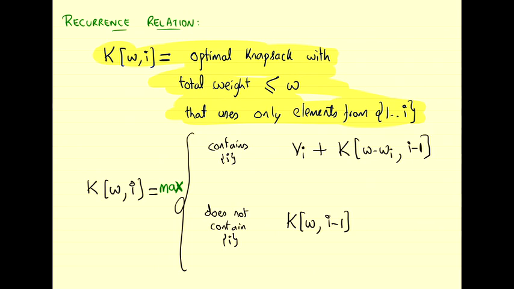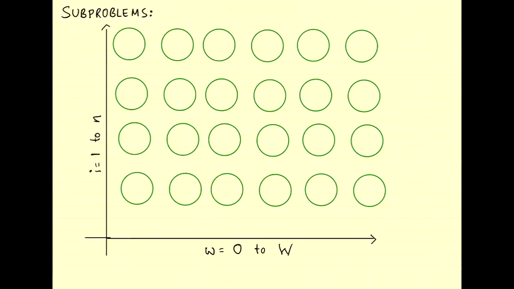In order to write down the algorithm, I'm just going to illustrate what the subproblems are. So we have all of these subproblems, which are k of 0, 1, k of w, 1, and then k of w, n. So all of these numbers, k of w, i. Okay. There are how many subproblems? There are n times capital W subproblems.